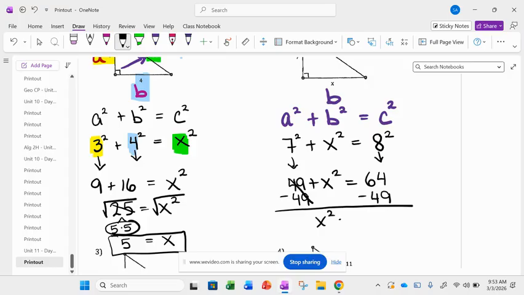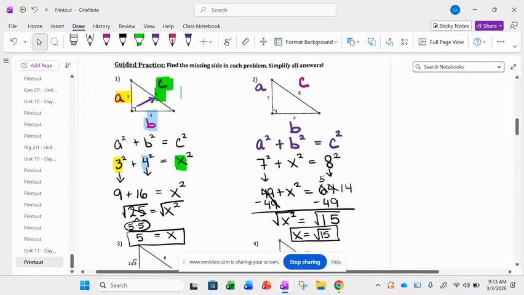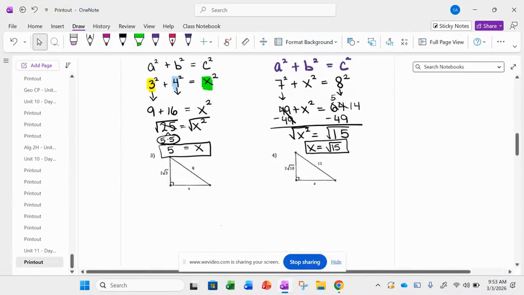So now we have x squared is equal to, I have to borrow. This becomes 14. This becomes 5. 14 minus 9 is 5. 5 minus 4 is 1. Now can I square root both sides? Yes. Am I going to show a negative answer? No. Why can't it be negative? Because sides can't be negative. Is there any pairs in 15 for me to simplify? No. So x is the square root of 15. That's my answer.